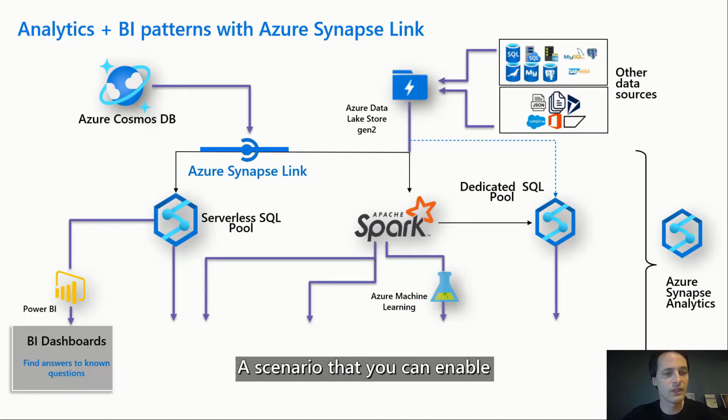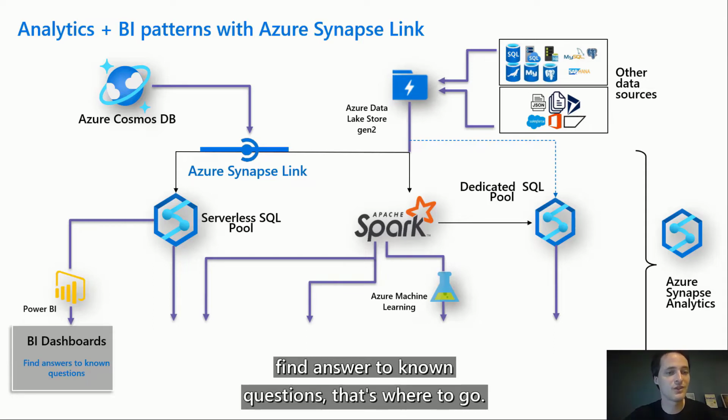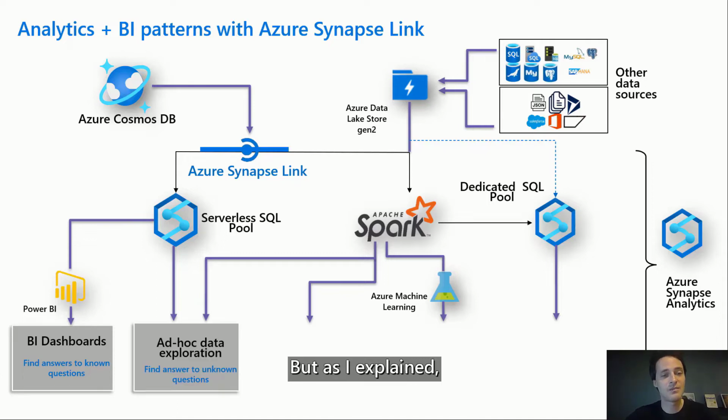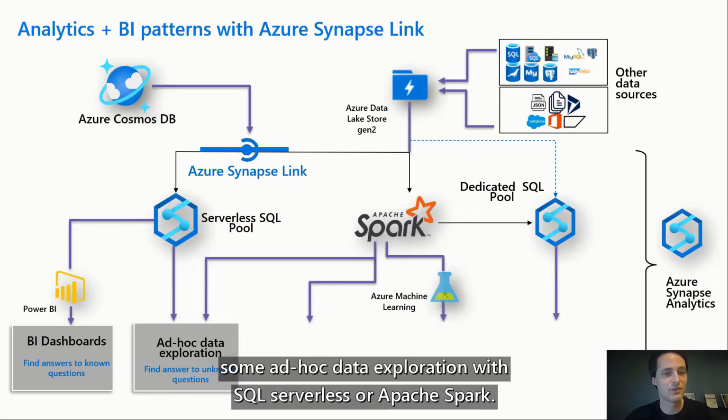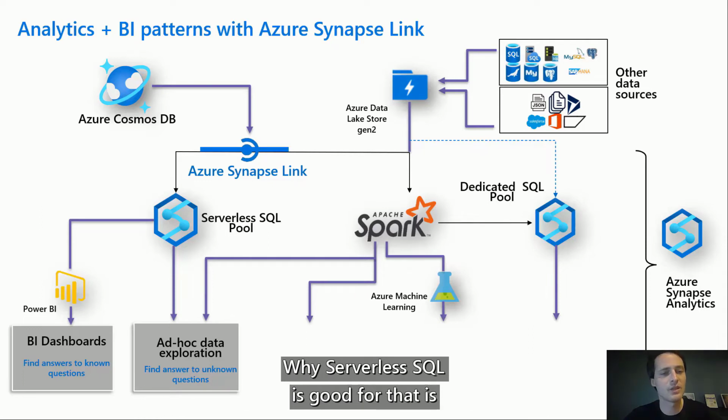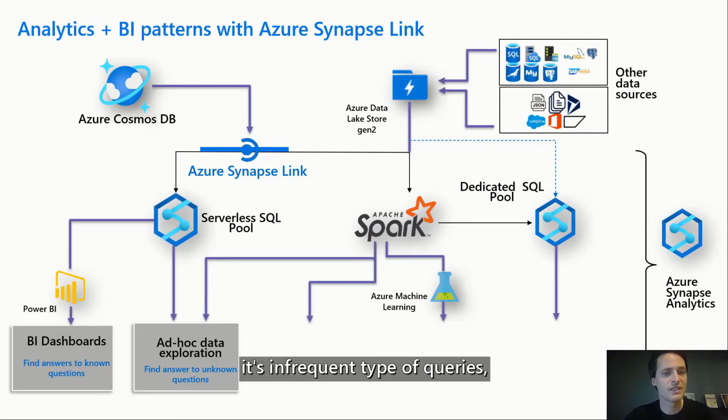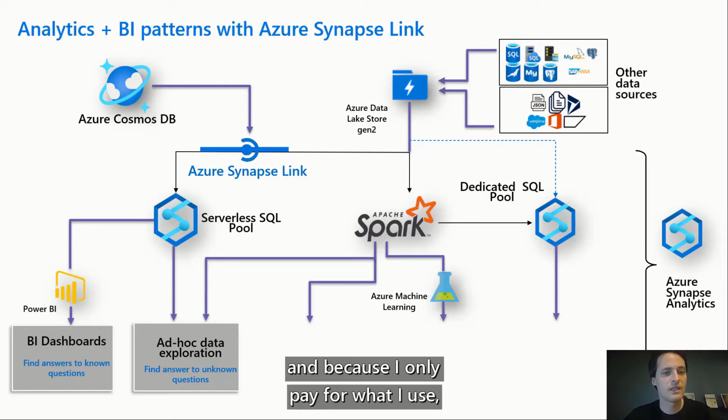The scenarios that you can enable are BI dashboards. Whenever you need to find answers to known questions, that's where to go. But as I explained, to get the answer to your question, I need to find that answer. And so I'm going to do some ad hoc data exploration with SQL serverless or Apache Spark. Why is serverless SQL good for that? It's because whenever I run ad hoc queries, they are infrequent types of queries. And because I only pay for what I use, it's going to be a very cheap, inexpensive cost.